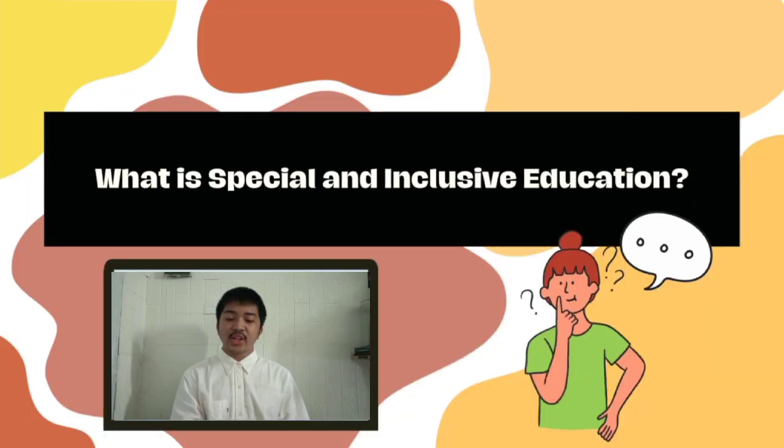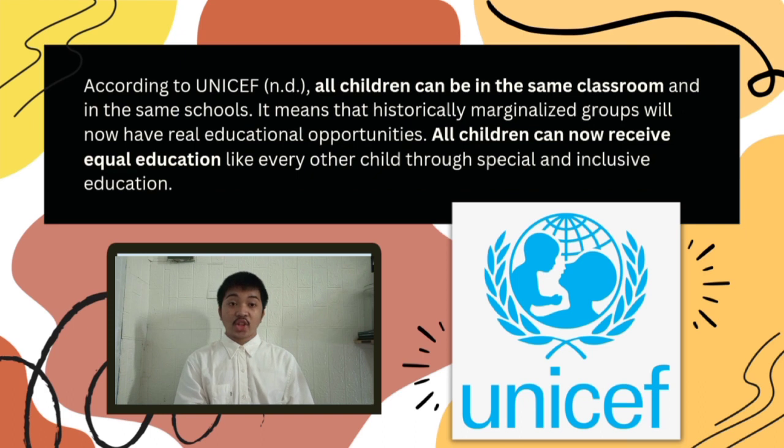Now I have a question. What is special and inclusive education? According to UNICEF, all children can be in the same classroom and can be in the same schools. It means that historically marginalized groups, including speakers of minority languages and children with disabilities, will now have real educational opportunities. All children, regardless of whatever difficulties they may have, can now receive equal education like every other child through special and inclusive education.